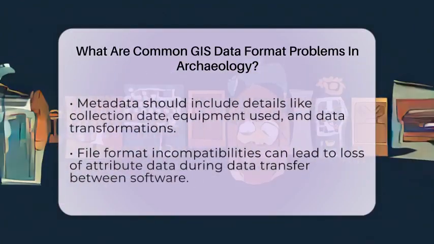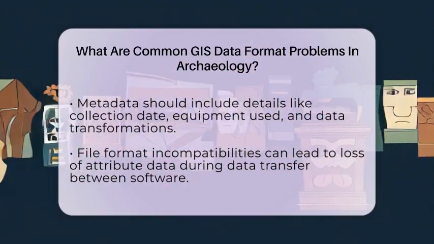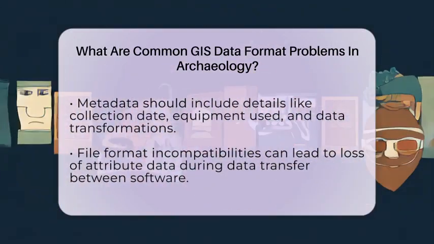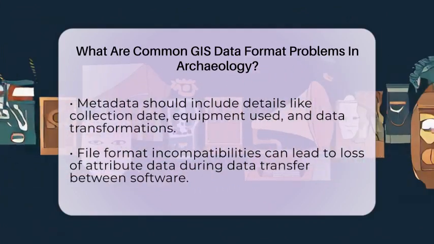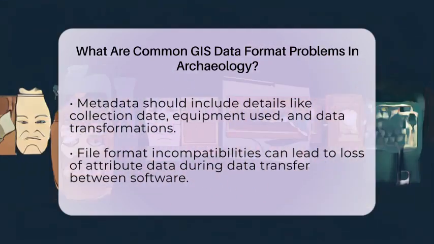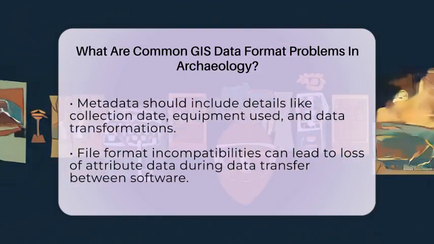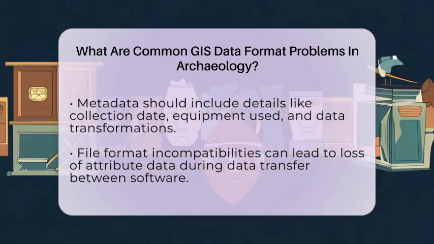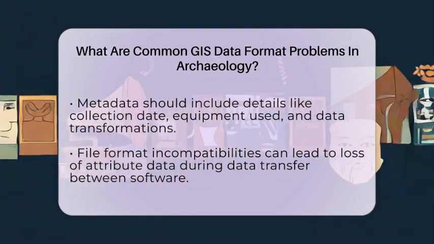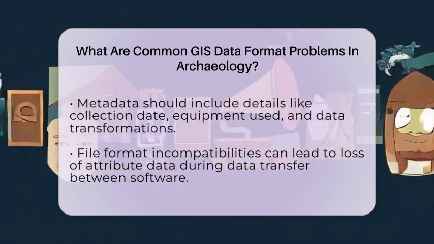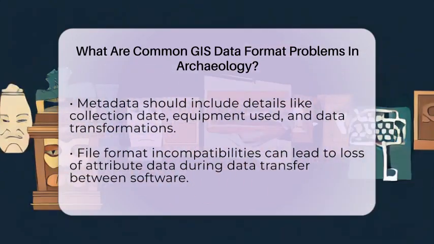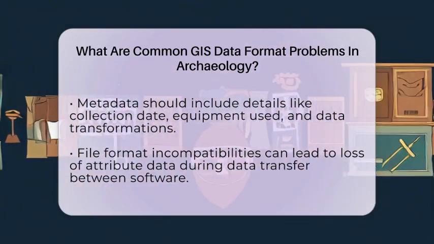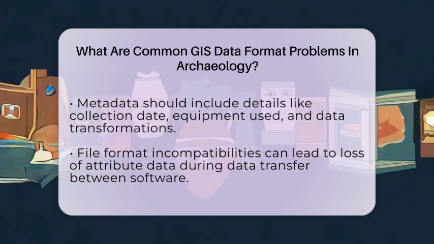File format compatibility also causes headaches. Different software platforms may not support all data attributes or spatial components. When transferring files between programs, some data might get lost or corrupted. For example, attribute tables linked to spatial features may not transfer correctly if formats are incompatible, leading to missing information.